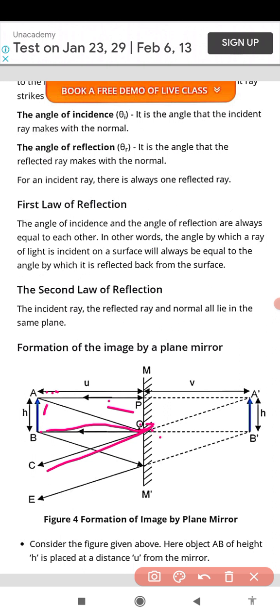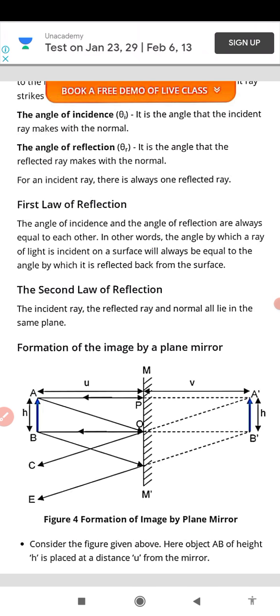So at the same distance, if this ray is continued towards this side, then this image will be formed at the same distance as the object is situated. Therefore, the image formed by the plane mirror is laterally inverted, virtual, erect, and at the same distance as the object is situated.